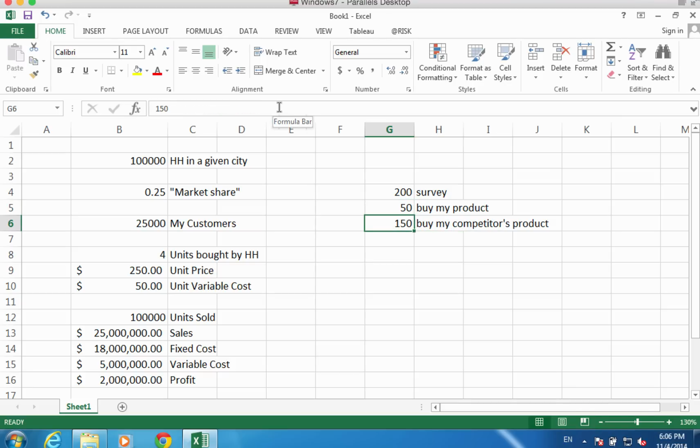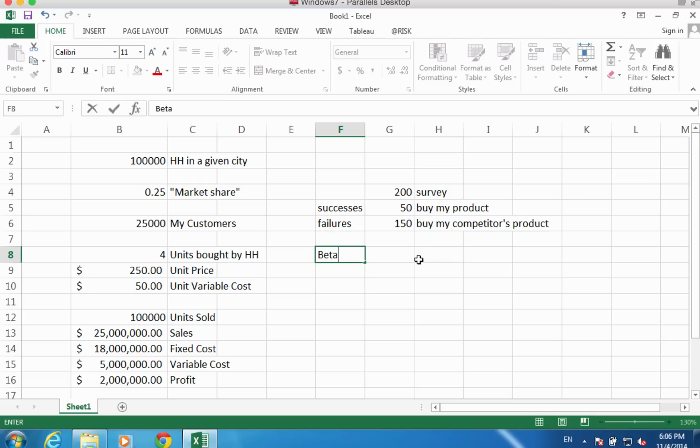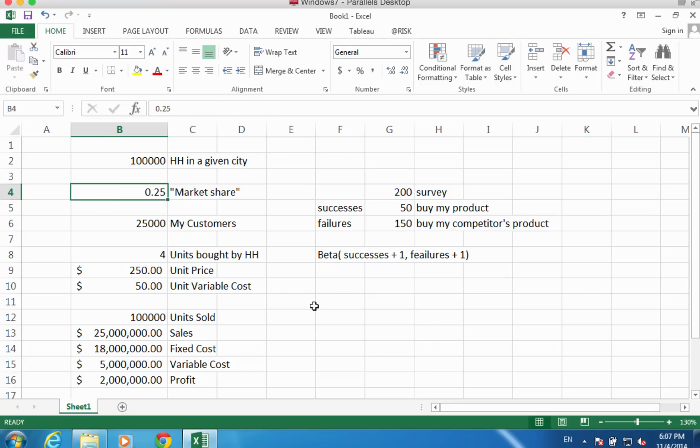So how can I tie the results of this survey with my simulation model? It turns out that there's a nice result that says that we can model the market share as a random variable using these two parameters. These are, from my point of view, successes. And these are failures. Well, I can define a beta distribution with parameters successes plus one, failures plus one, and then I can make this number a random variable.